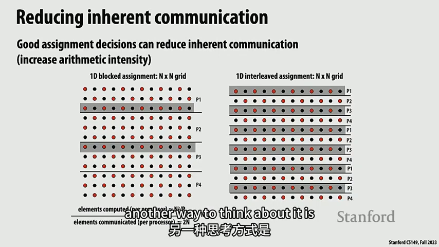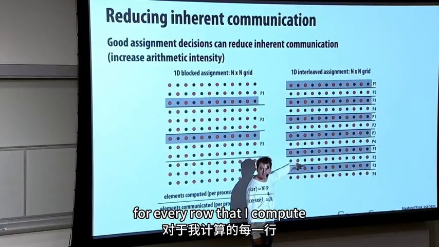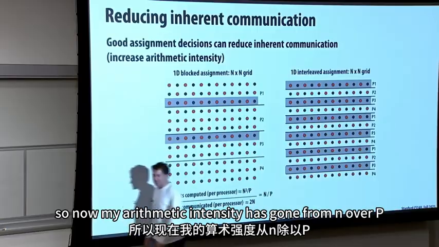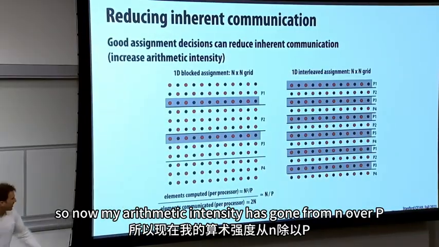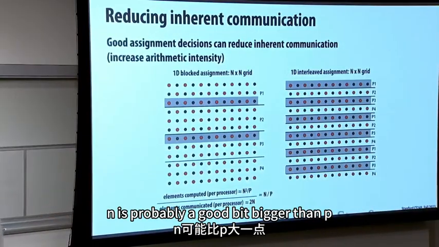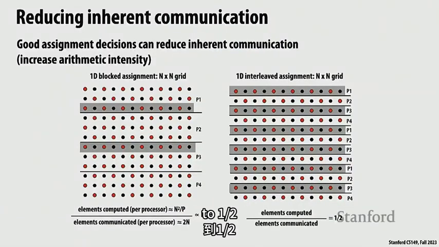To n squared. Or another way to think about it is, for every row that I compute, how much data do I have to move? 2 rows of data, right? So now my arithmetic intensity has gone from n over p, and let's just assume that n is probably a good bit bigger than p, to 1/2.